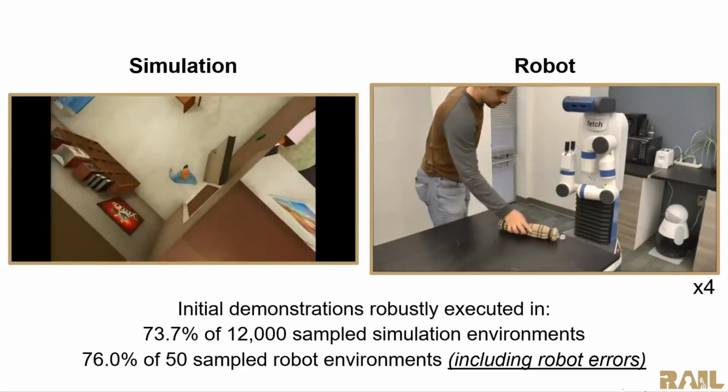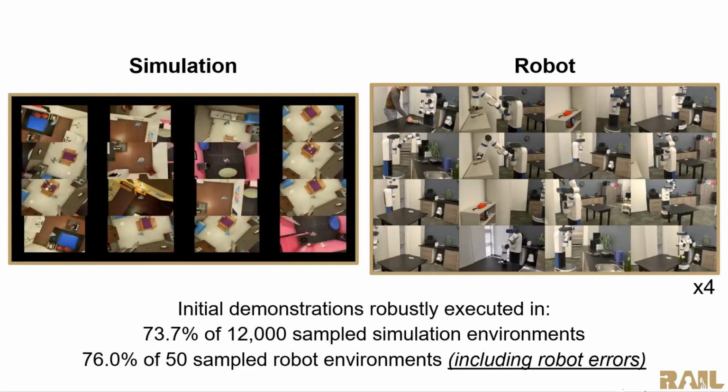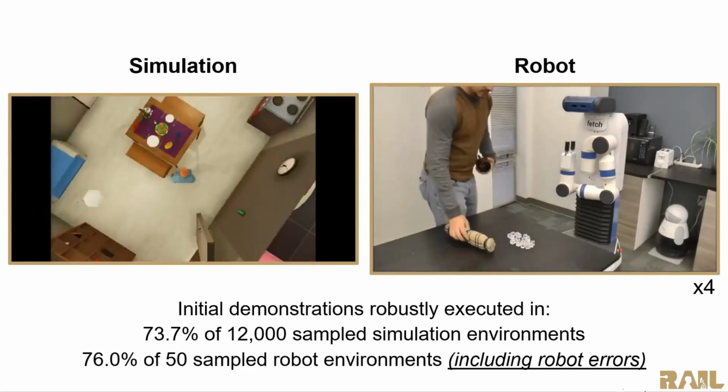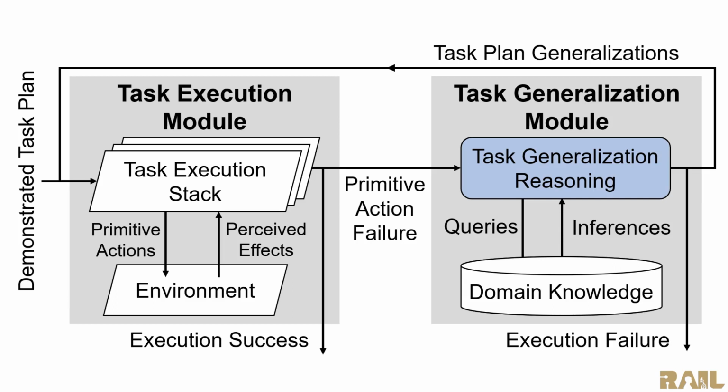Given a single demonstration, our approach robustly executed in over 73% of our sampled simulation environments and 76% of our sampled robot environments. To achieve this performance, our approach iteratively updates the task plan using task generalization reasoning.